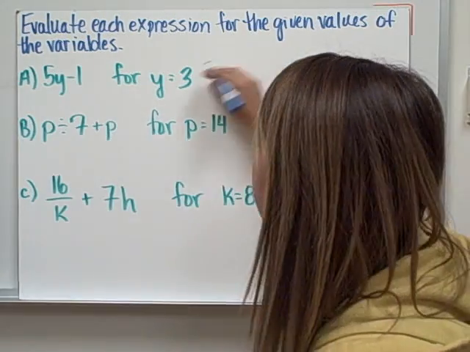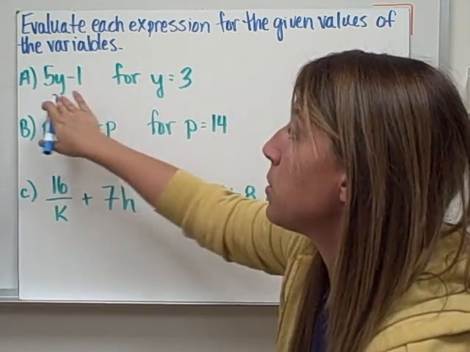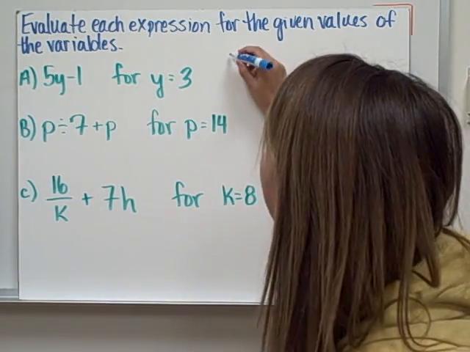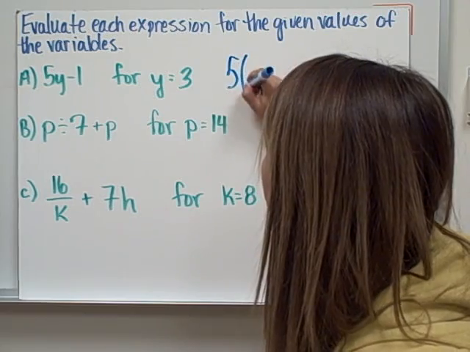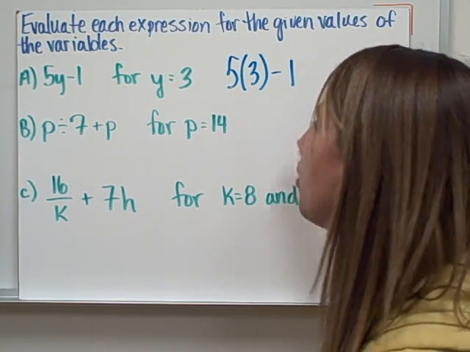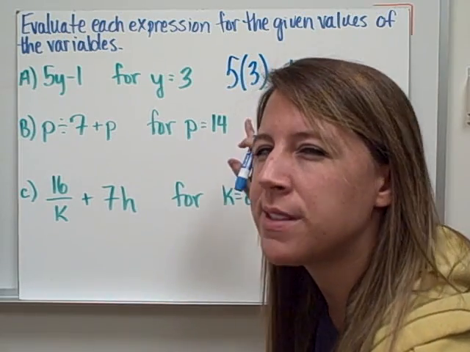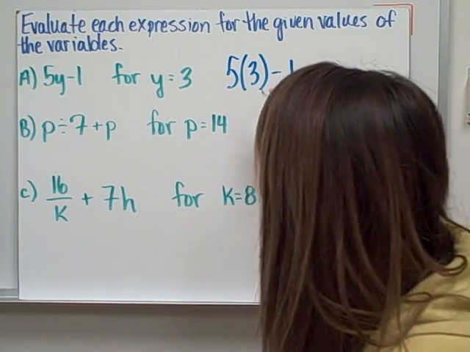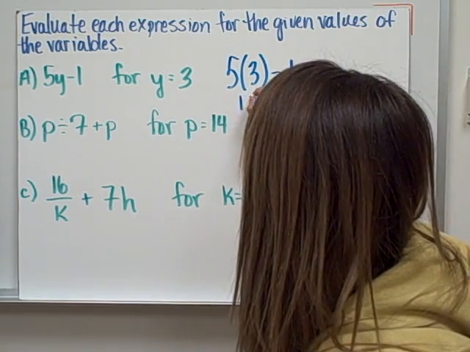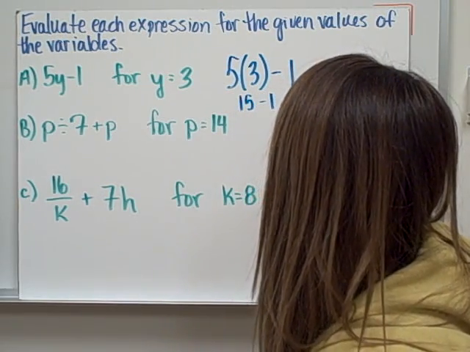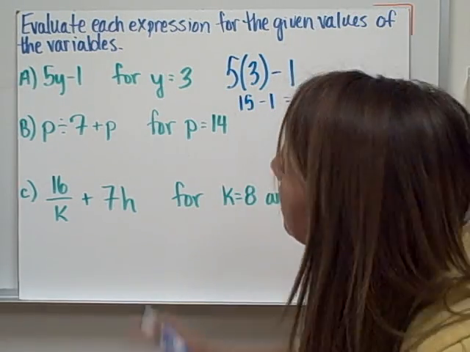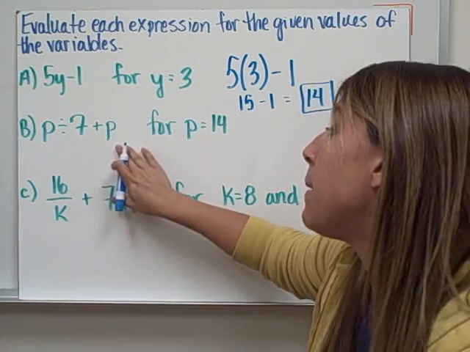5y minus 1 for y equals 3. Well, if y equals 3, I'm going to substitute it in for where y is in my expression. So that's 5 times 3, minus 1. Notice when I substitute, I do so in parentheses. I do that for a reason. Then I follow my order of operations. 5 times 3 is 15, minus 1 is 14. I can't go any further. That is my solution.